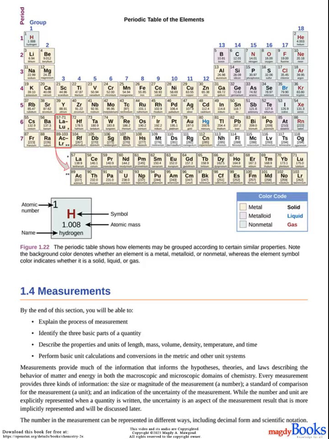Figure 1.22. Periodic table of the elements. Atomic number, 1. Name, hydrogen. Symbol, H. Atomic mass, 1.008. Color code: metal, solid; metalloid, liquid; nonmetal, gas. Figure 1.22. The periodic table shows how elements may be grouped according to certain similar properties. Note the background color denotes whether an element is a metal, metalloid, or nonmetal, whereas the element symbol color indicates whether it is a solid, liquid, or gas.